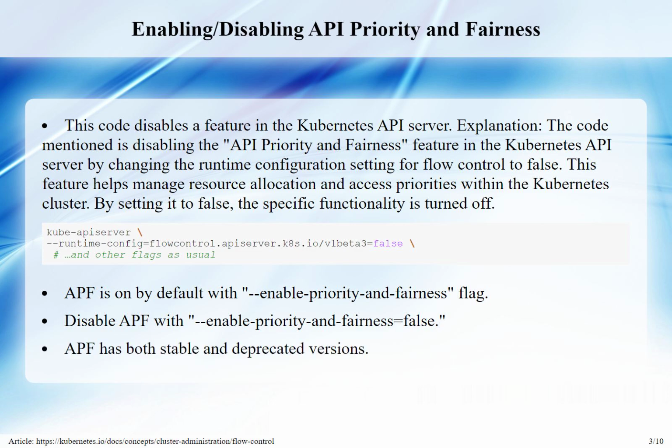APF involves a stable v1 and a deprecated v1beta3 version. Disabling requires specific command line flags in the kube-apiserver.